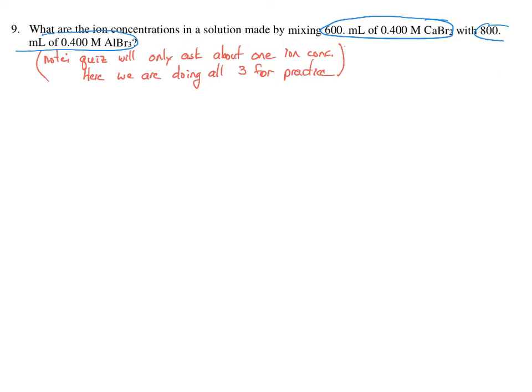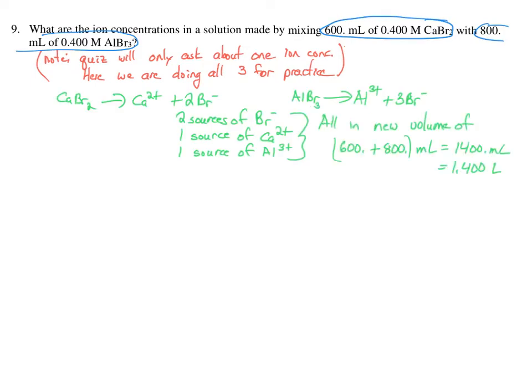First, let's review the dissociation reactions. So we see there's two sources of bromide ion, the calcium bromide and aluminum bromide, but calcium only comes from calcium bromide and there's only one source of aluminum. And all of these ions are in a new solution, and the total volume of the new solution is 1.400 liters.